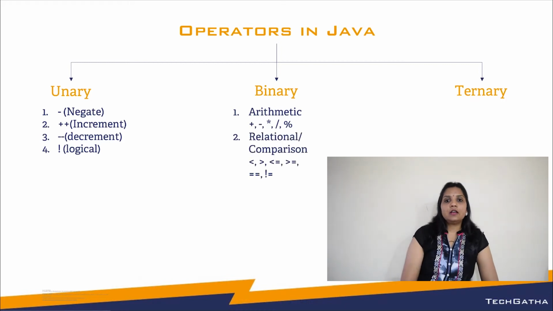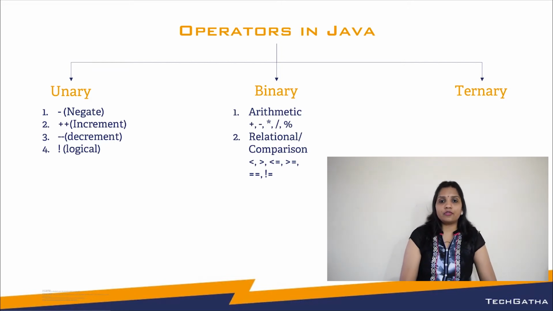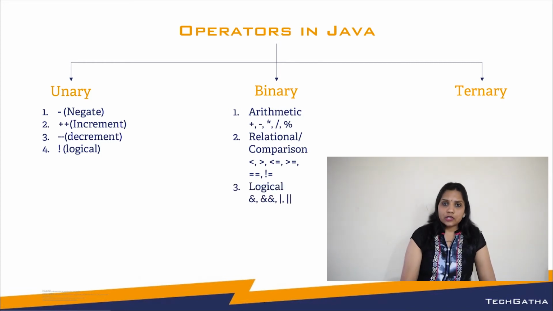Then we have relational or comparison operators: less than, greater than, less than or equal to, greater than or equal to, equal to, or not equal to. So we have learned in maths when we compare two values. Same way here also we have the relational or comparison operators. We have logical operators: single and, double and, single or, double or. And is represented by the ampersand symbol, or is the pipe symbol. Logical operators work on Boolean values and return Boolean results.